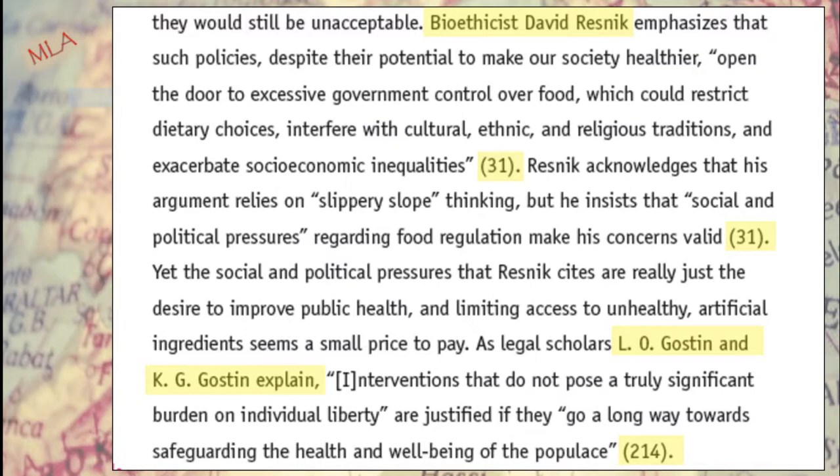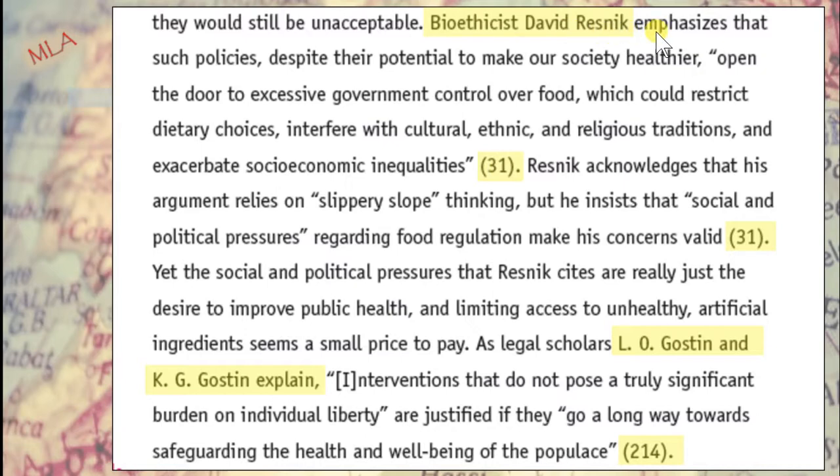So MLA is an author location system. Here you can see bioethicist David Resnick emphasizes that. Then we have the information, and at the end of this information, there are parentheses with a number in it. This is just the page number. There's no P in MLA, so we don't put P, PP, PG, nothing. All we need when we give a page number is just the number.